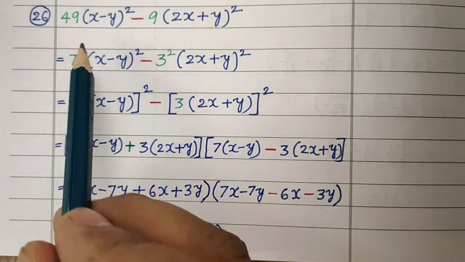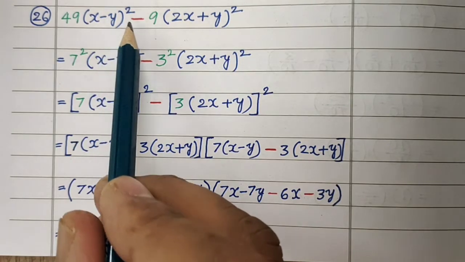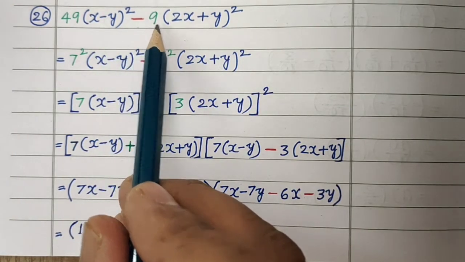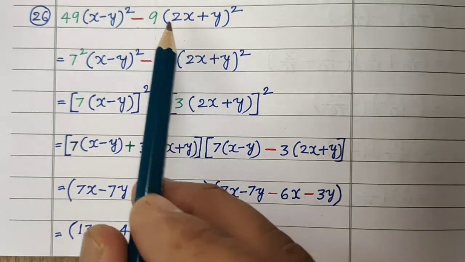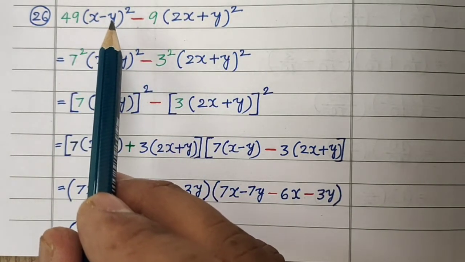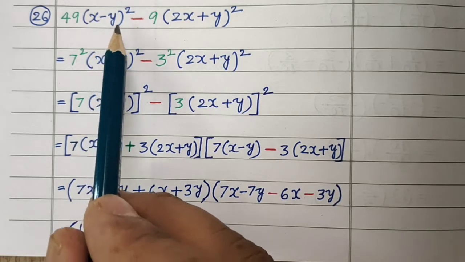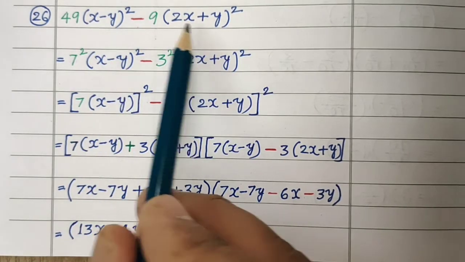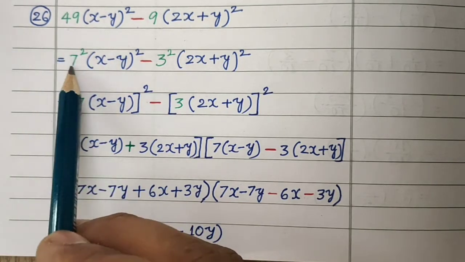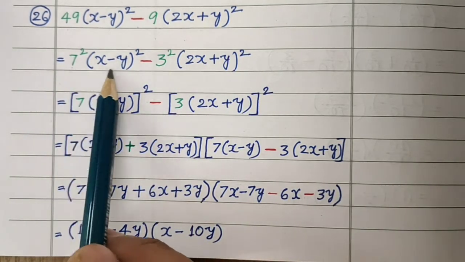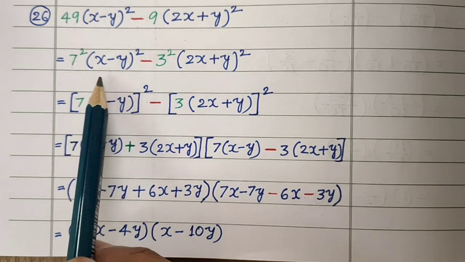Factorize 49(x − y)² − 9(2x + y)². These problems look big. You have to be careful in observation. This is in the form of a square, this is also a square. We need to convert this into squares. 49 is equal to 7², 9 is 3². Bring them in, make them together, whole square.